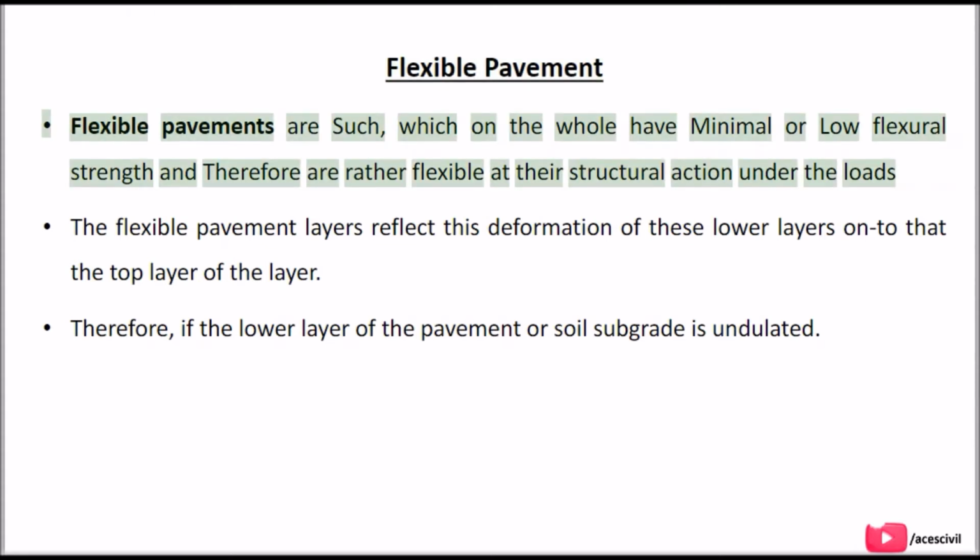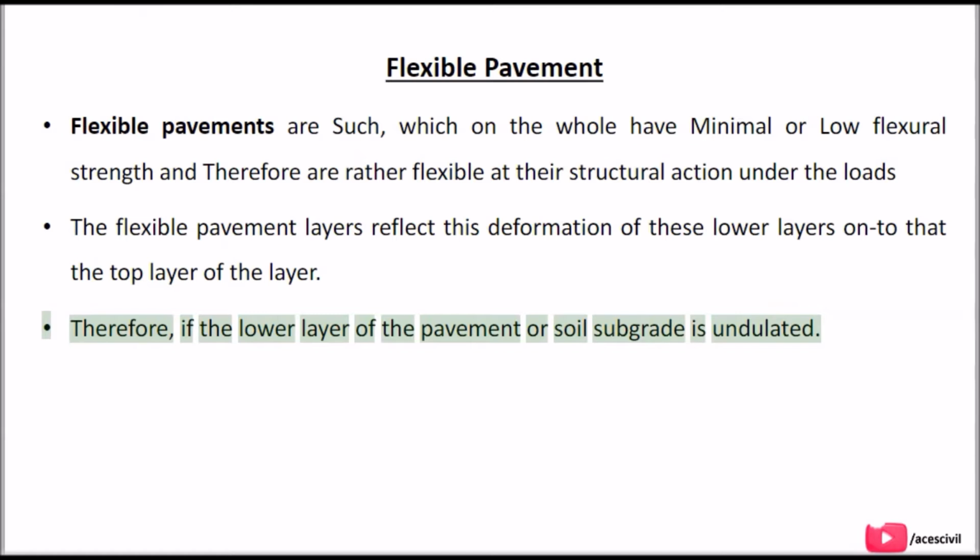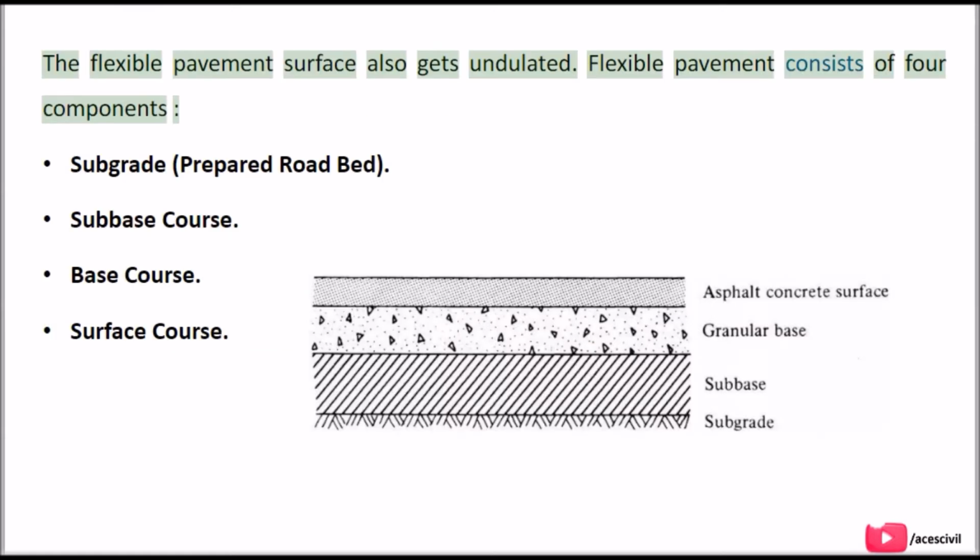Flexible pavements are such which on the whole have minimal or low flexural strength and therefore are rather flexible in their structural action under the loads. The flexible pavement layers reflect the deformation of the lower layers onto the top layer. Therefore, if the lower layer of the pavement or soil subgrade is undulated, the flexible pavement surface also gets undulated.